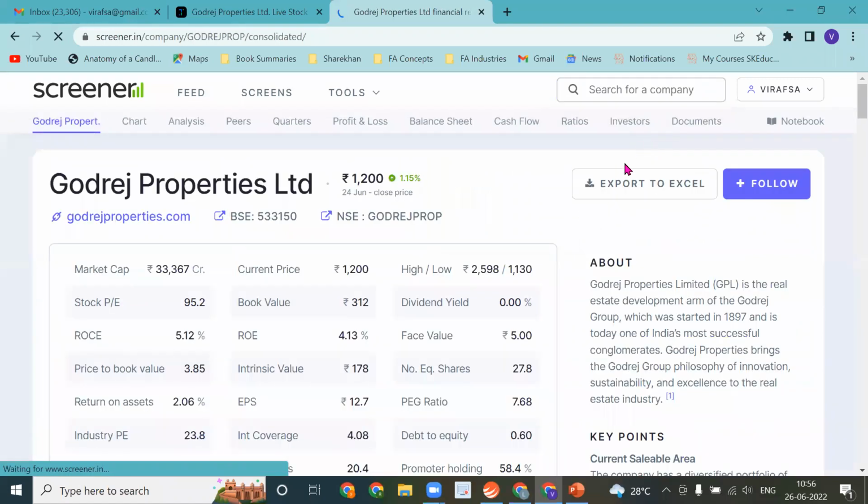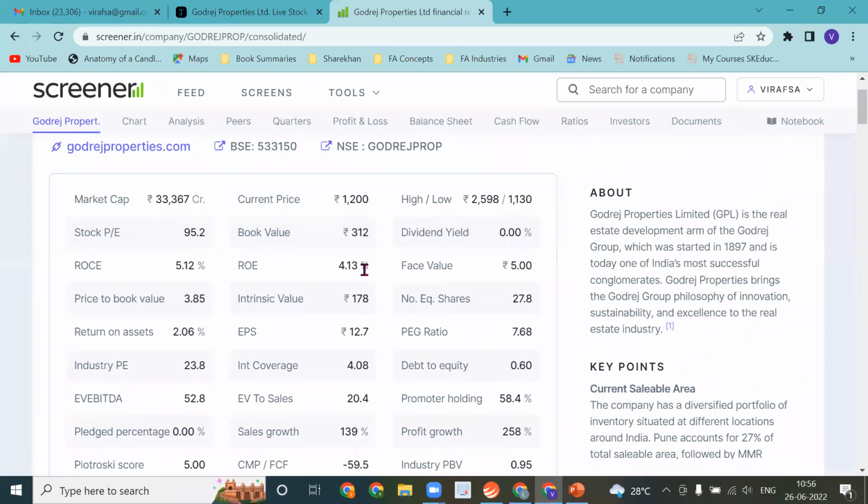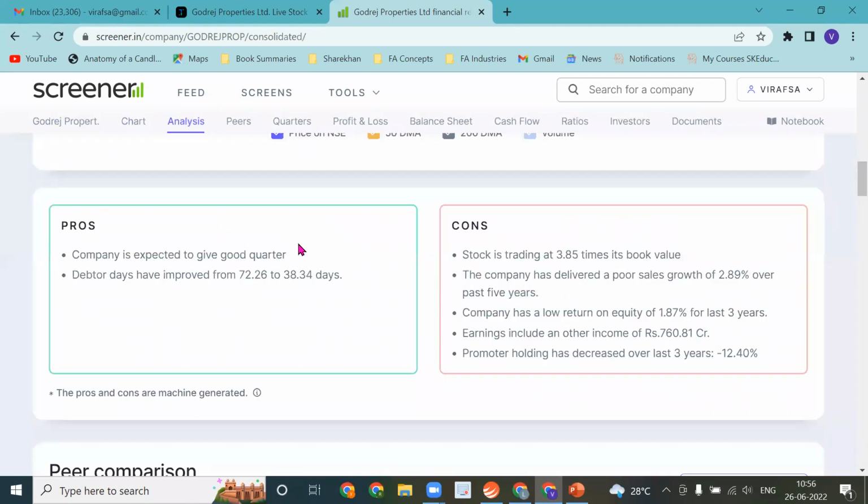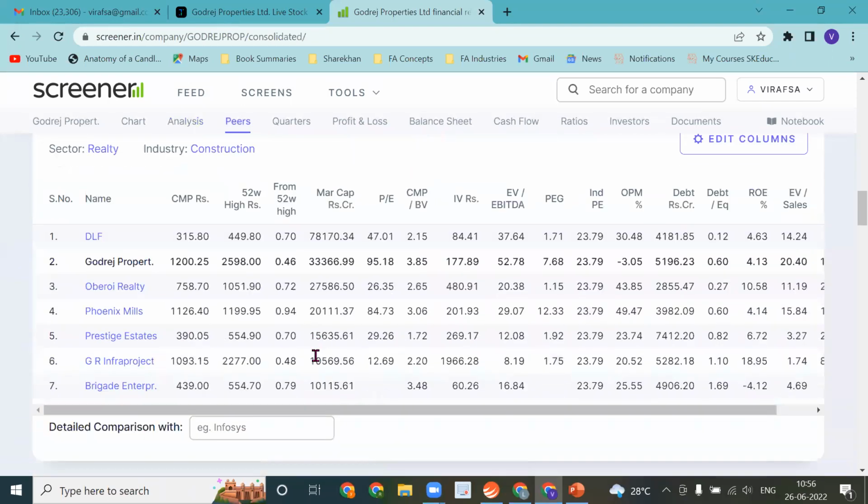But believe me, many FIIs are holding this stock, many DIIs are holding this stock. So the intrinsic value is just 178 and the stock is showing 1200. Very, very high. Stock P/E is 95. What about the sales? See here, all negatives are more. You should look at all these things. See all the real estate companies. See the P/Es. GR Infrastructure is low, but still it is not a good company, so I won't invest. Prestige is good. Oberoi Realty is good. DLF is also quite high.